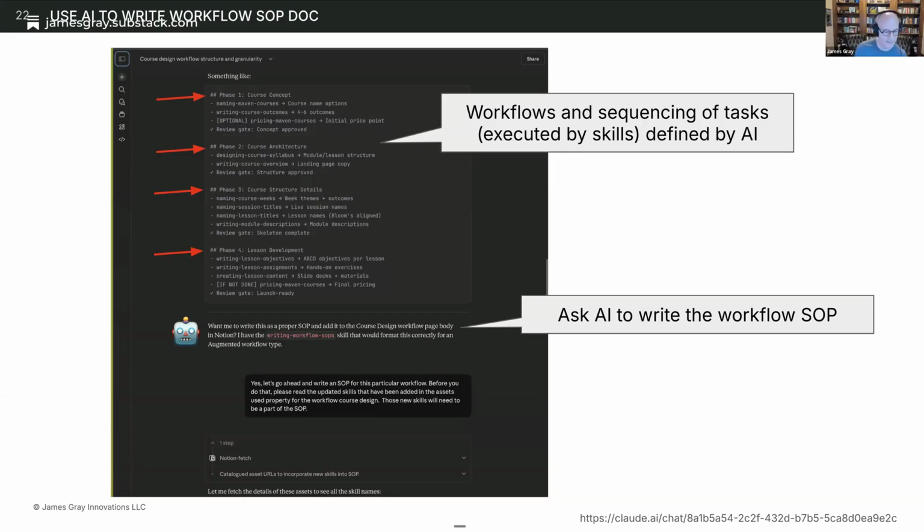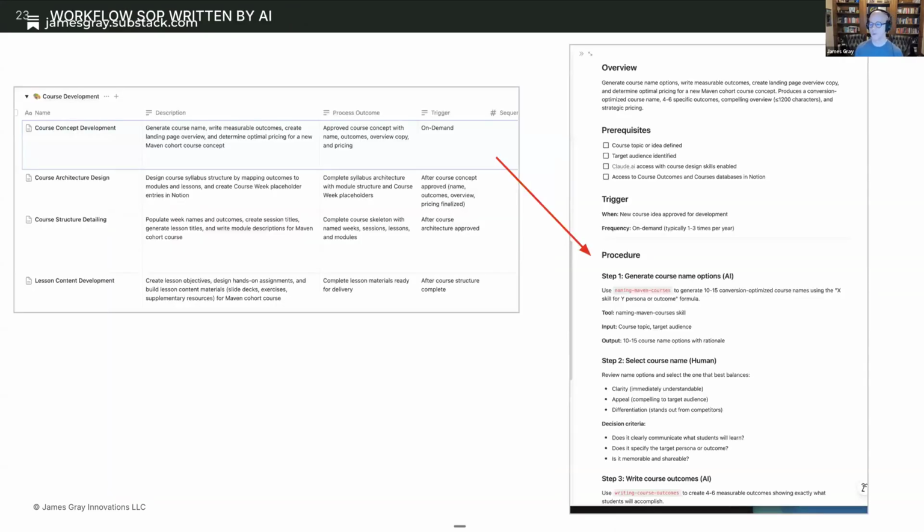And so what do I say? I said, hey, let's go ahead and write the SOP for this particular workflow. And by the way, that's no typing. I'm literally talking to Claude in my microphone. And I'm saying, yeah, go ahead and write that. And hey, by the way, just make sure these updated skills are also part of the SOP. Okay. And here's what it looks like, right?